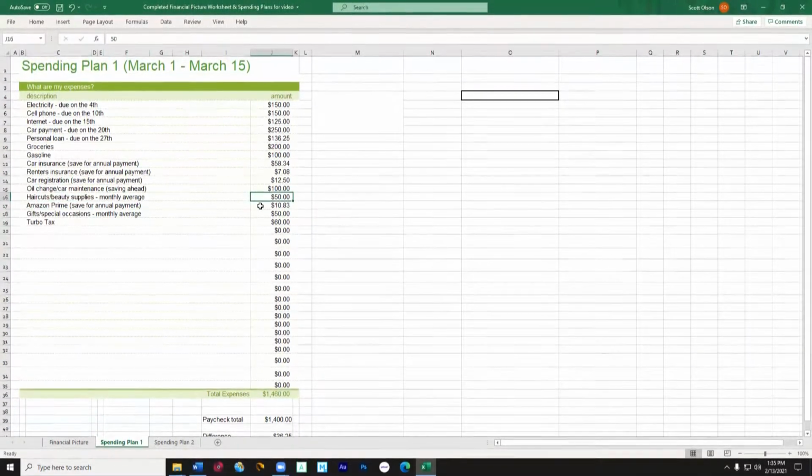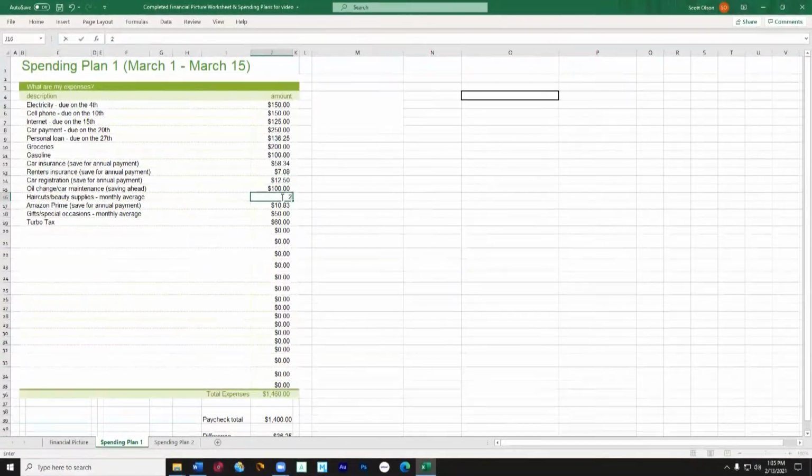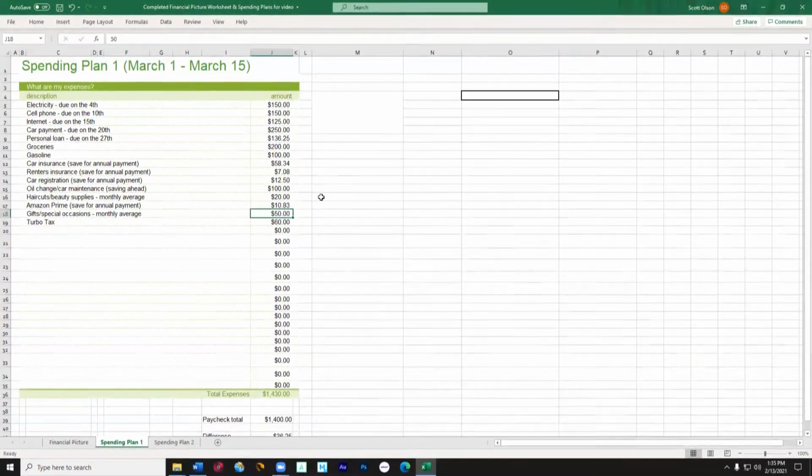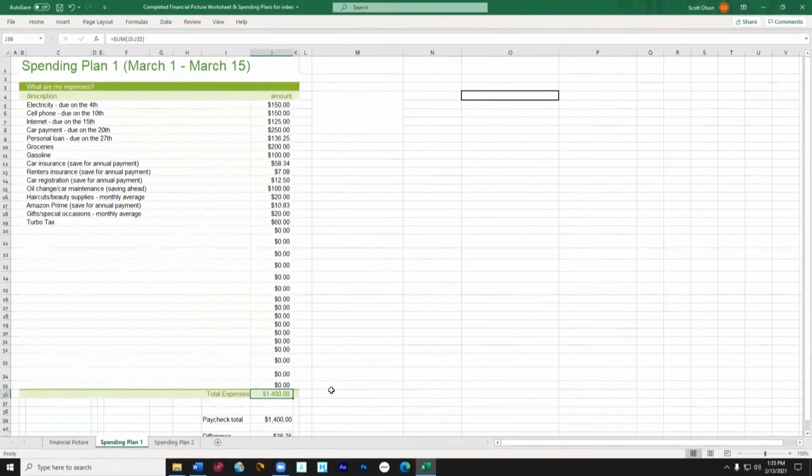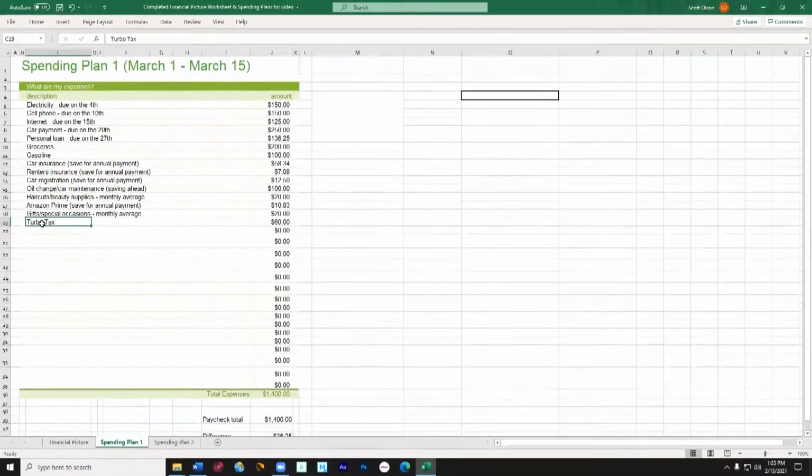So let's take $30 away from there. That would leave you $20 in this category. And let's say that you don't have as many gifts or special occasions that you need to plan for during this month. So let's take another $30 from there, leaving you $20 for gifts and special occasions. Now you can see that you are back to $1,400, which means that you are in balance with your paycheck. You're going to be able to buy your TurboTax and everything is set.